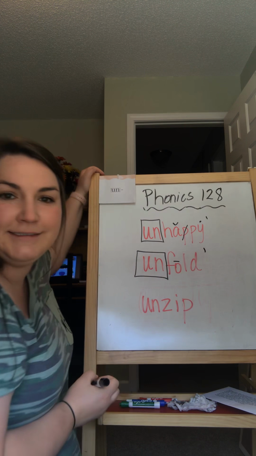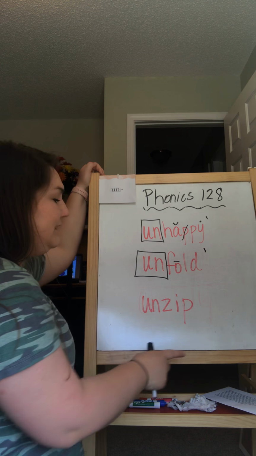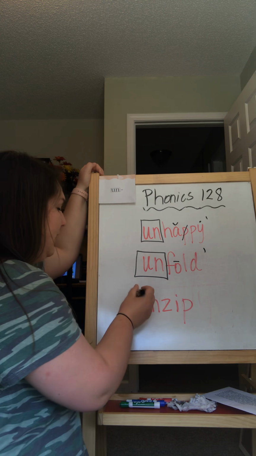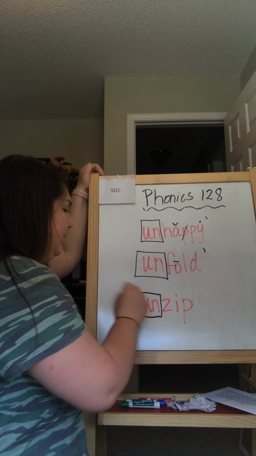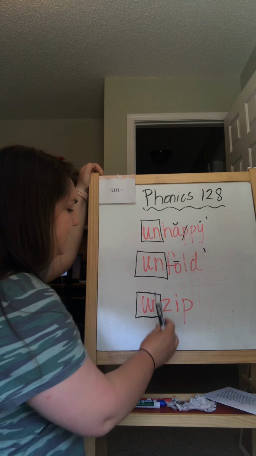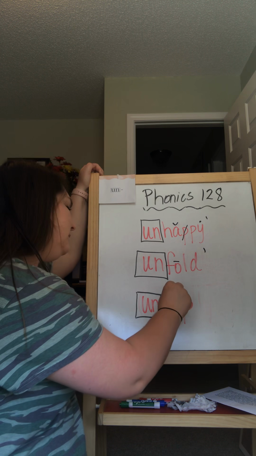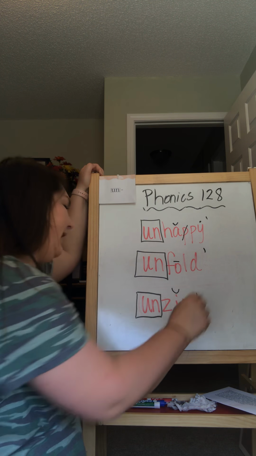I apologize. All right. Unzip. Unzip. So I'm going to box my prefix. You got it at the beginning. And then I have the word zip. Zip. So I'm going to code my I with P and my accent mark.